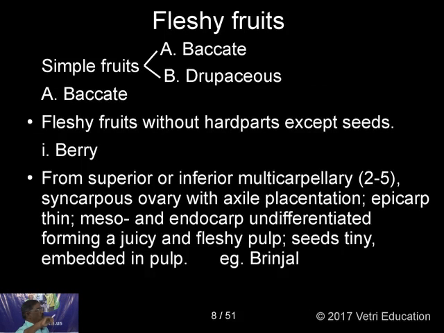Now, regarding the fleshy fruits, depending upon the seed nature, there are baccate fruits and drupaceous fruits. In the baccate, the fleshy fruit has no hard parts except small seeds; the remaining part is edible. Whereas in drupaceous you can find a hard central part, which we will discuss later. Regarding the fleshy fruits, the first one is the berry. It develops from a superior or inferior, 2 to 5 carpellary, syncarpous ovary with axile placentation. The epicarp is thin, the mesocarp and endocarp are undifferentiated, fleshy and edible. Example, brinjal.